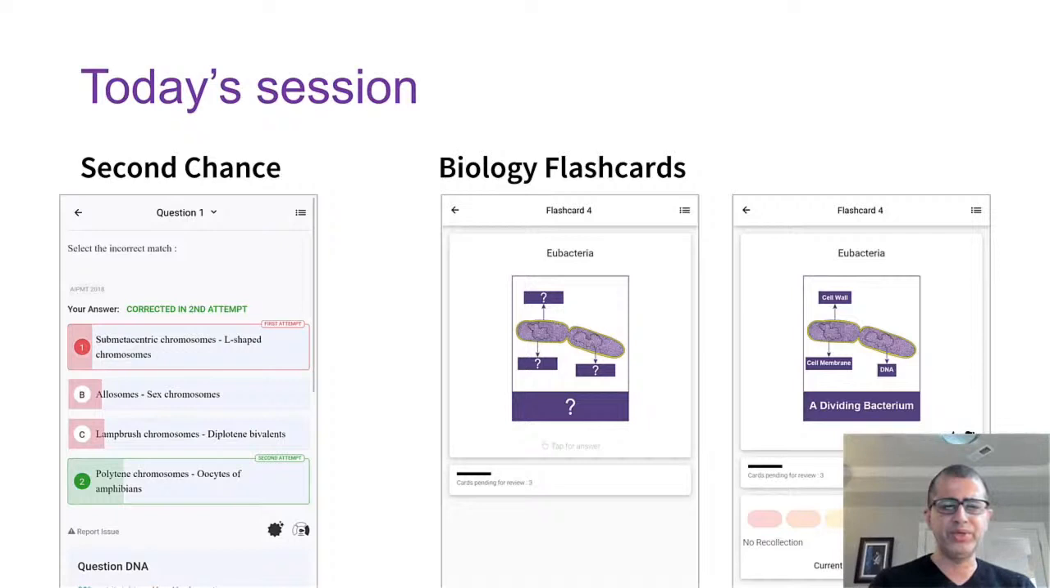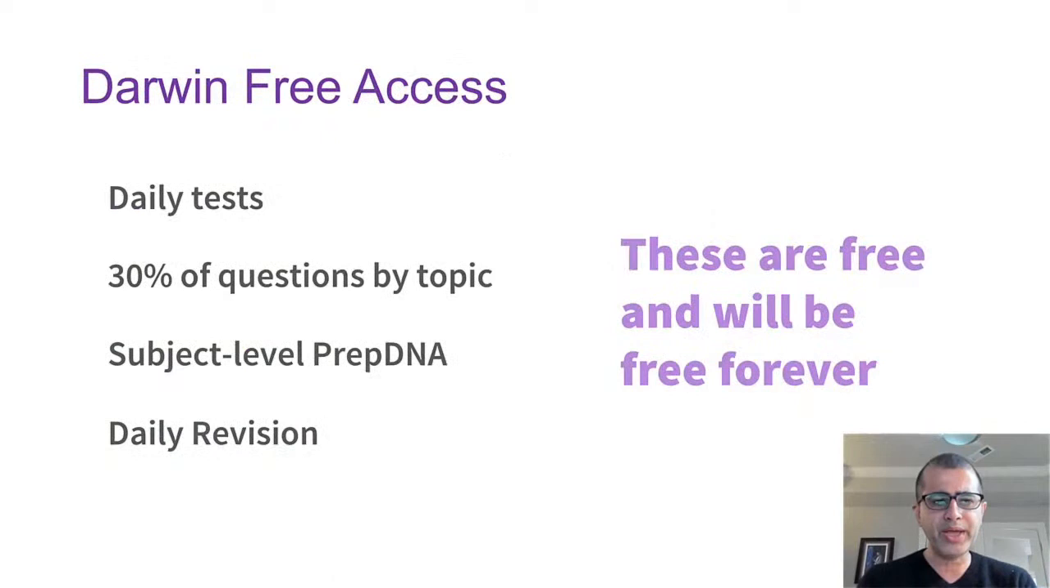So let me first start with second chance. But before I go ahead, just to give you a reminder, in Darwin, we believe there are certain features that are going to be free forever. We started the company as a social enterprise to help every hardworking student be successful. And thus, we'll always have daily tests, which you can practice. 30% of questions by topic are always available for free. And you can see your weaknesses and strengths at the subject level using PrepDNA. And also, whatever mistakes you make within the first 3 days, you can correct using daily revision. All of these features will always be free.